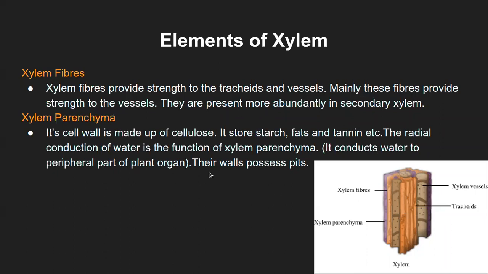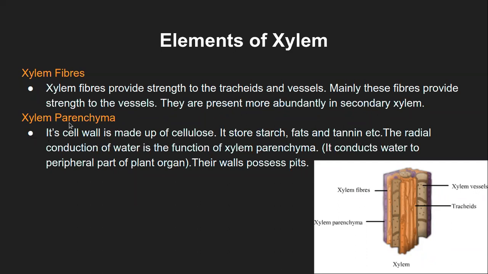Obviously the vessels are bigger ones, so they will need more support compared to the tracheids, which are relatively thinner, and fibers are present more abundantly in the secondary xylem. Secondary xylem is the xylem which has grown in the older trees. So that's xylem fiber, nothing but the supporting structure for the tracheids and vessels.